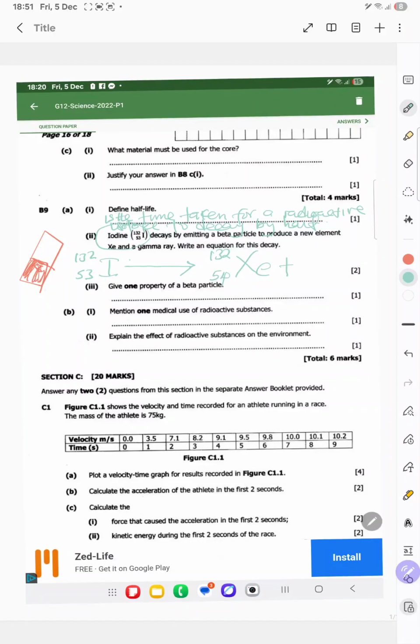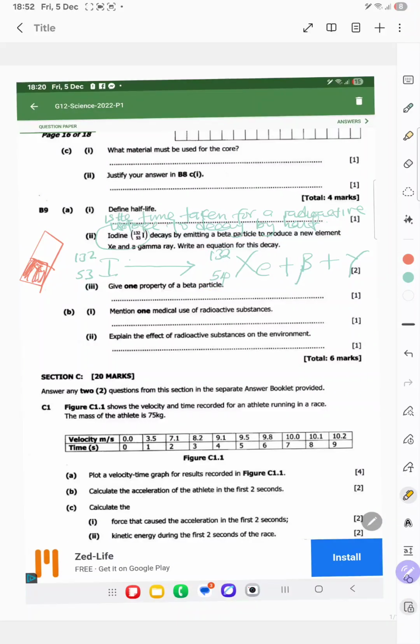Then you say plus the beta particle which has been emitted, which is beta, and the gamma that is being mentioned here, because they are saying that it is producing a new particle and a gamma ray. So you need to write that gamma, which is given by the symbol Y. Alright, so that's how you can get the 2 marks from this iodine, which is undergoing decay by emitting a beta particle to produce a new element Xe and a gamma ray.